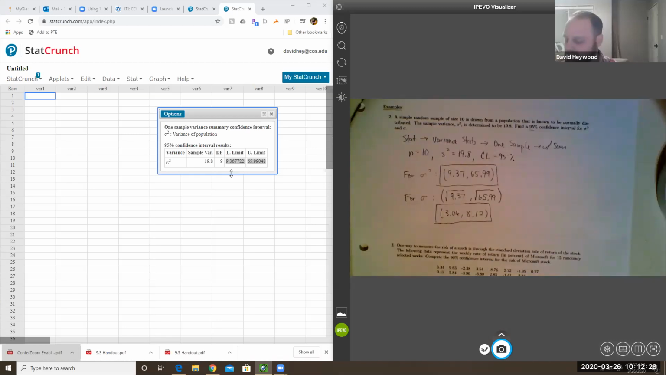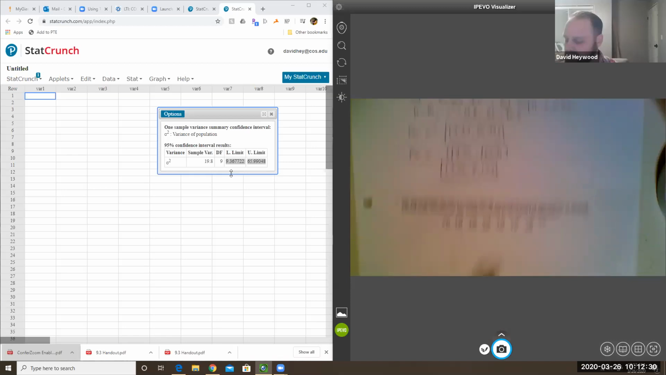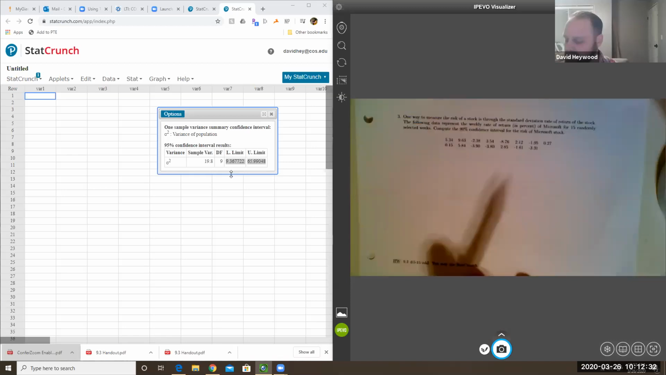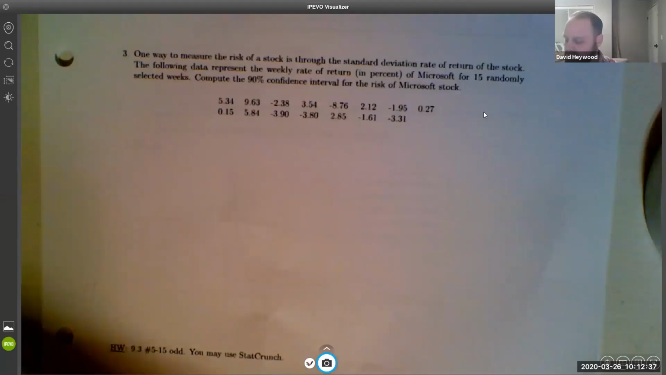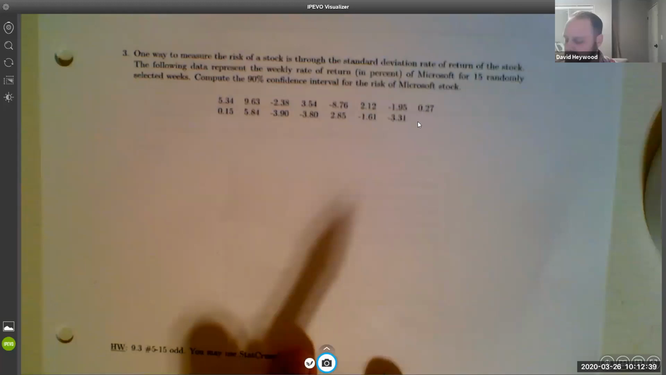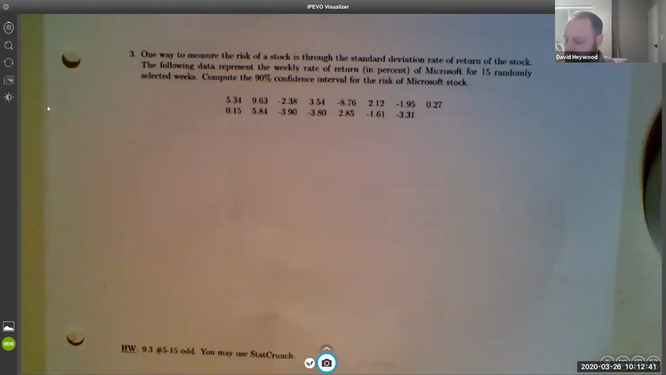Let me give you one more example. Okay, so it says, one way to measure the risk of a stock is through the standard deviation rate of return of the stock. The following data represent the weekly rate of return in percent of Microsoft for 15 randomly selected weeks. Compute the 90% confidence interval for the risk of Microsoft stock.